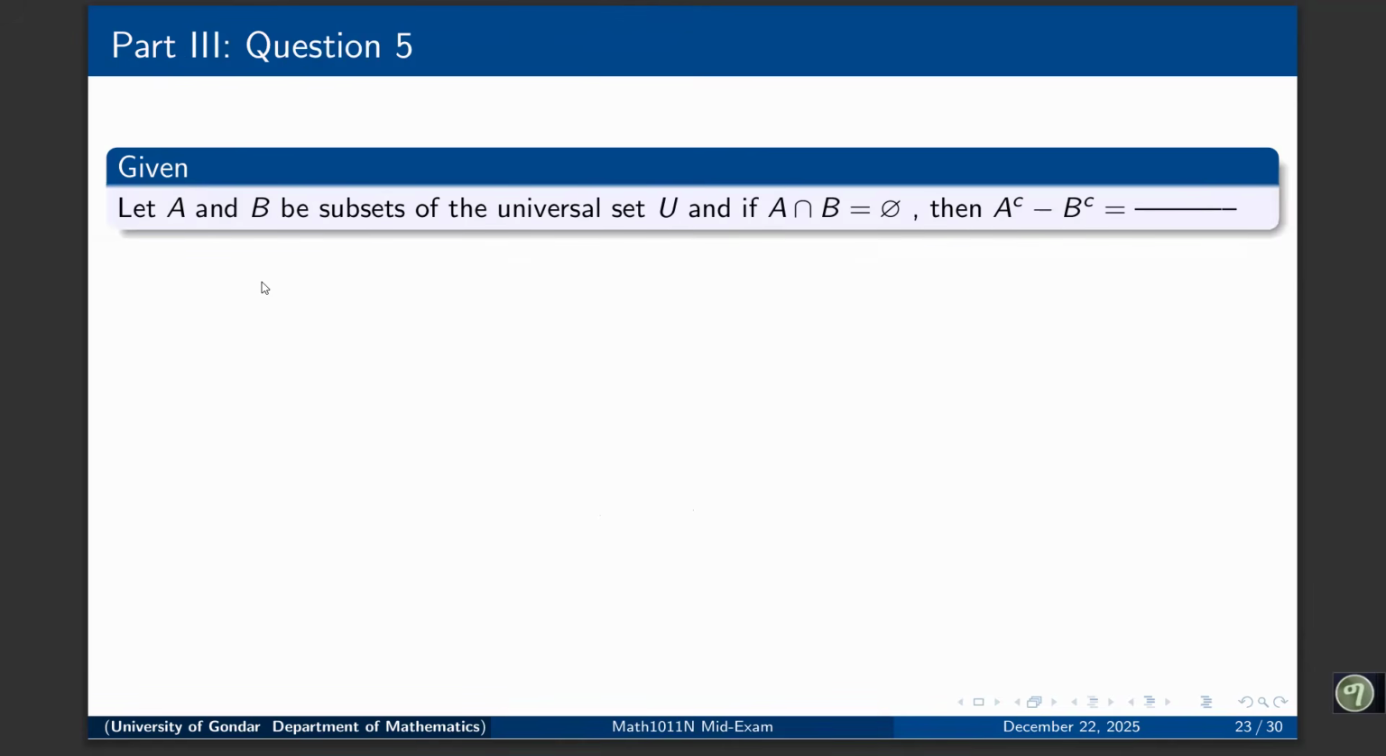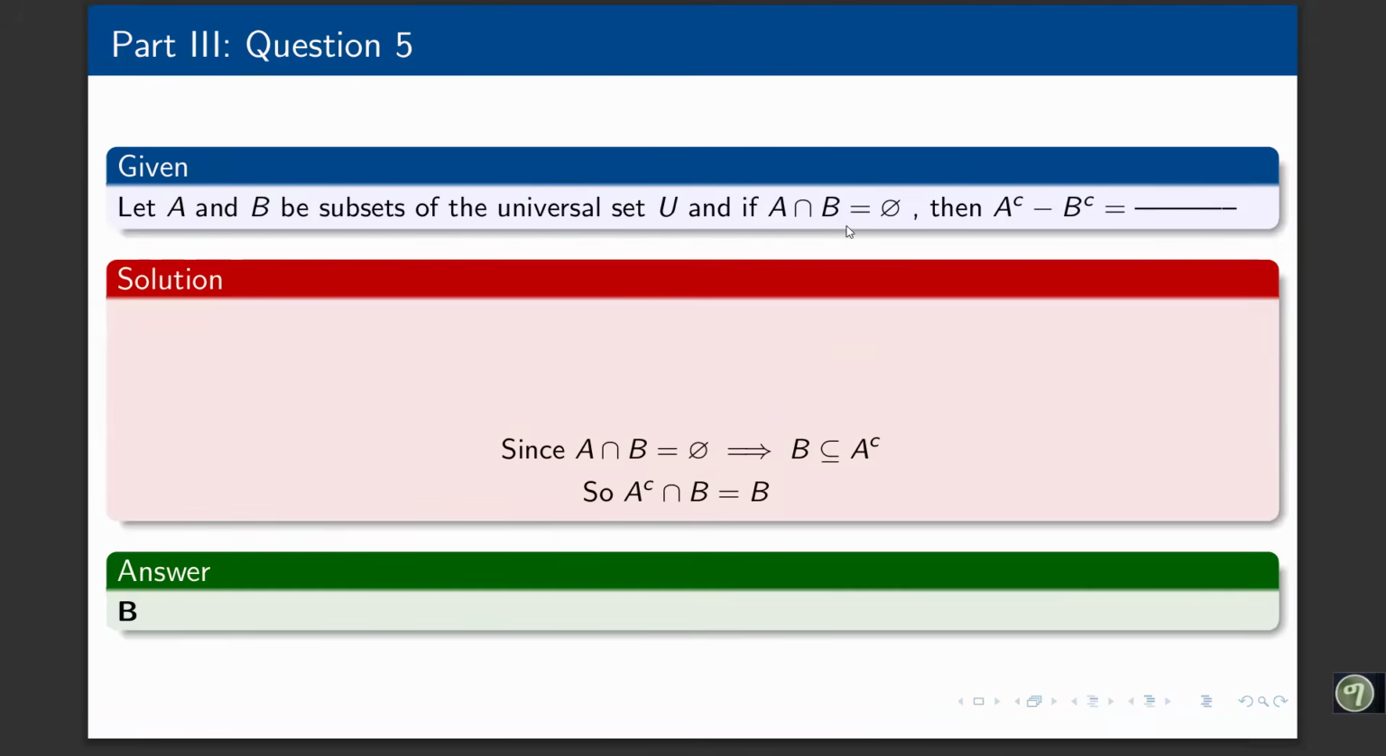The next one is question number 5. Let A and B be subsets of the universal set U, and A intersection B is equal to the empty set. Then A complement minus B complement is equal to blank. That means the difference between the complements of two sets A and B whenever their intersection is the empty set, or when they are disjoint sets. We know that if the intersection of two sets is empty, then these two sets A and B are said to be disjoint sets.